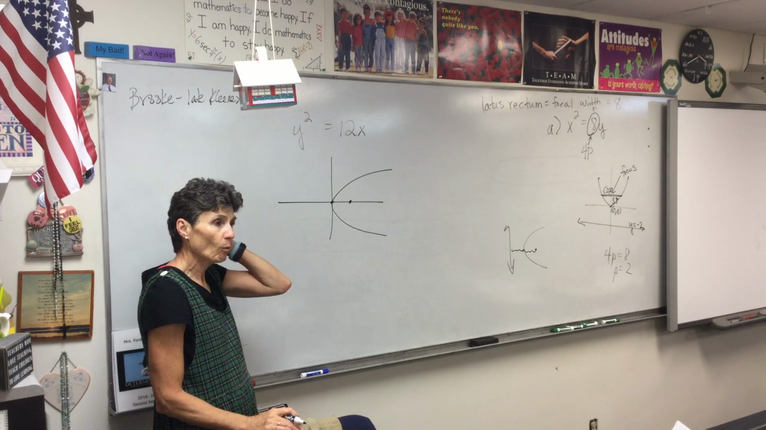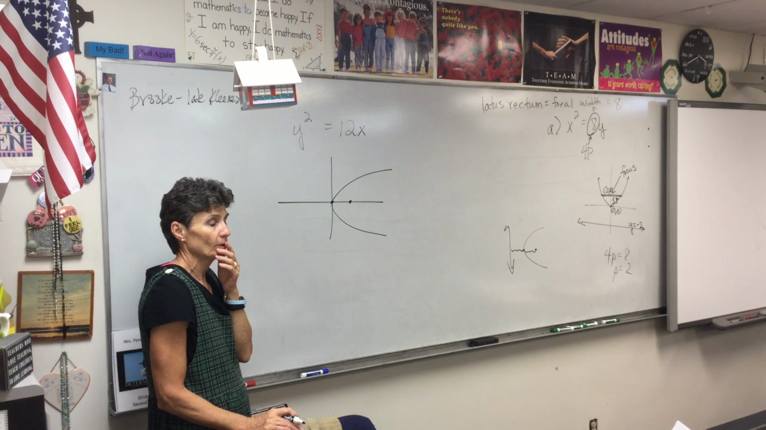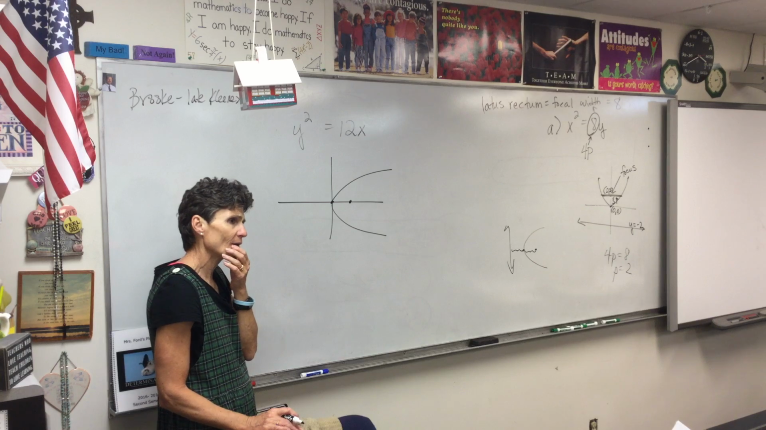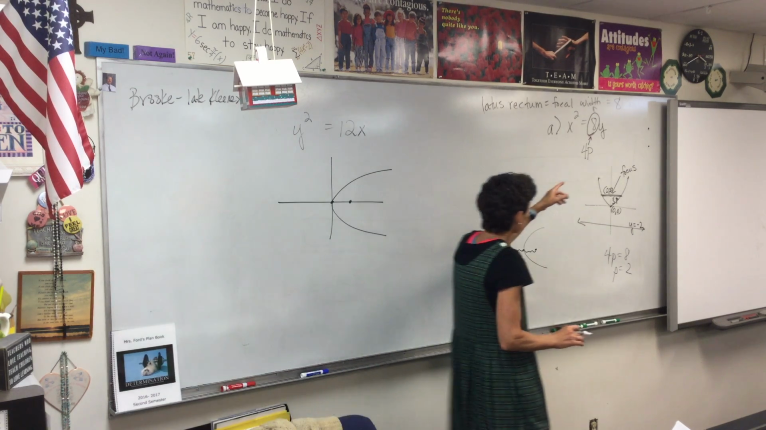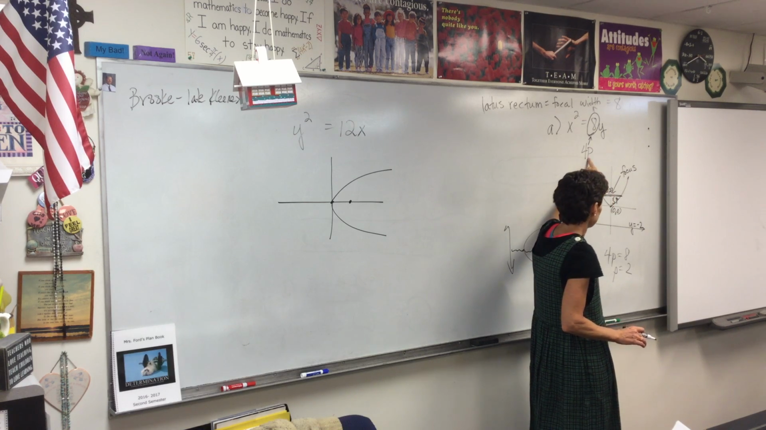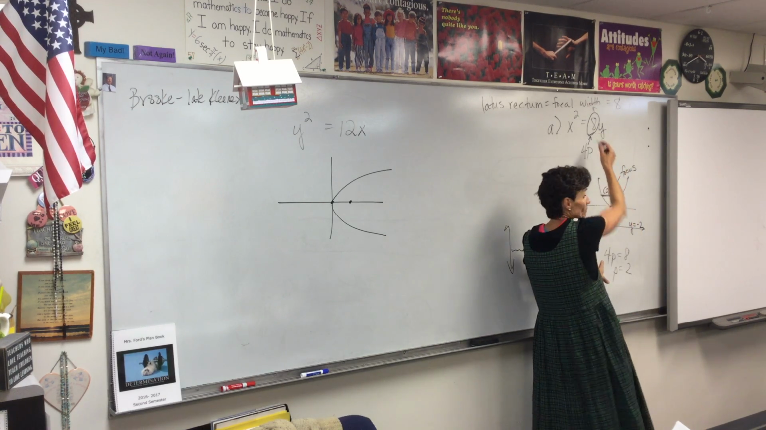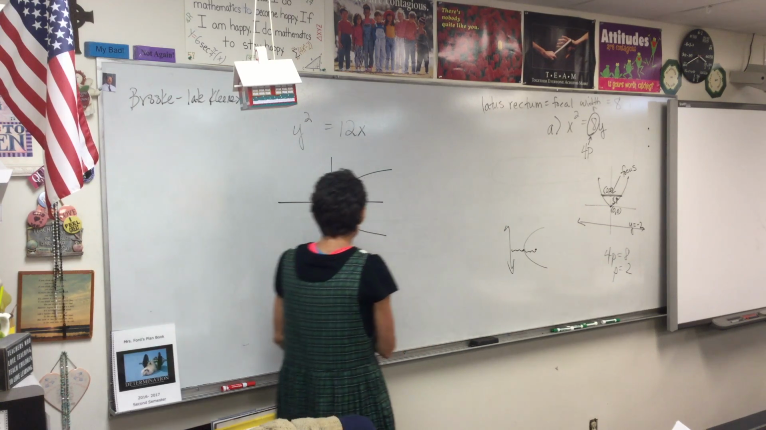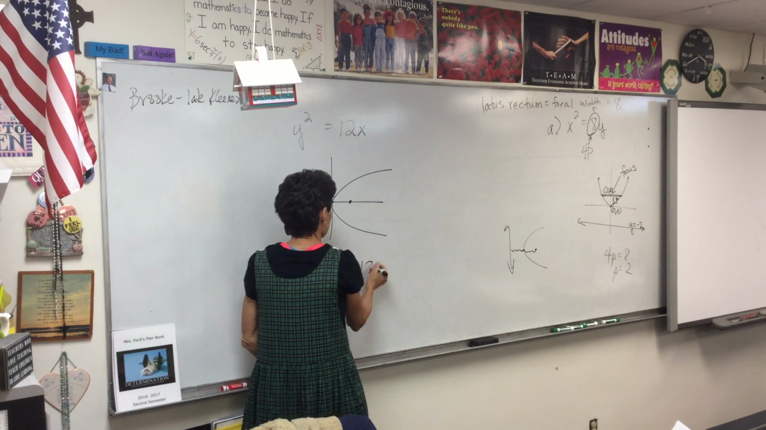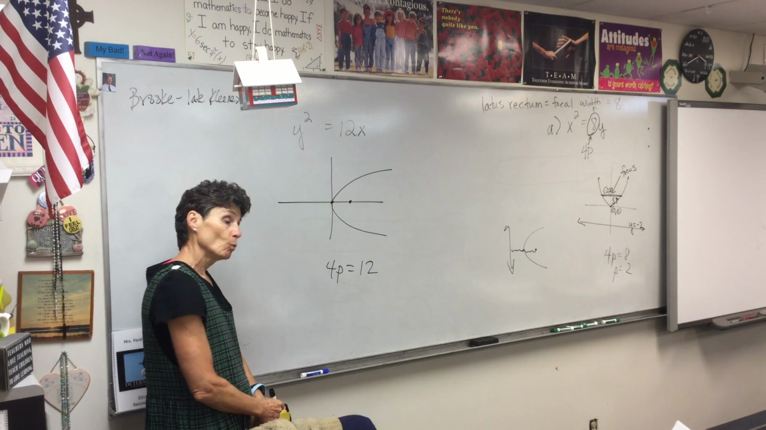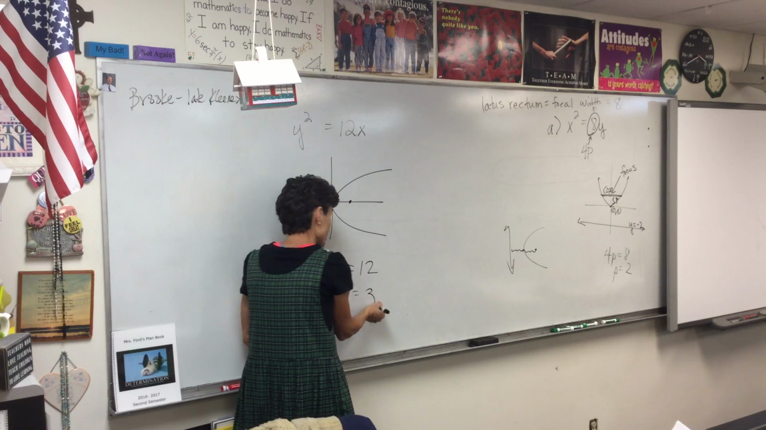Now, can we figure out where that focus is? Look at your notes. What did we do last time? How did we figure it out? 4p. That's right. We knew we went up 2, right? Where did the 2 come from? So 4p was that number. It doesn't matter if it's x or y. Whatever that number is, it's 4p. So 4p in this problem is 12, which means p is 3.